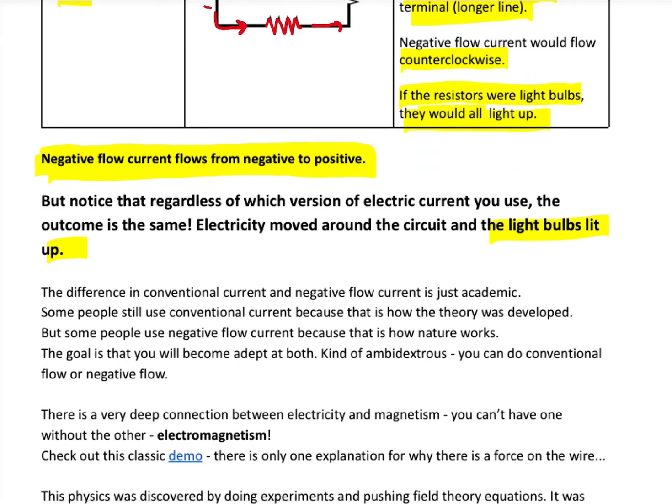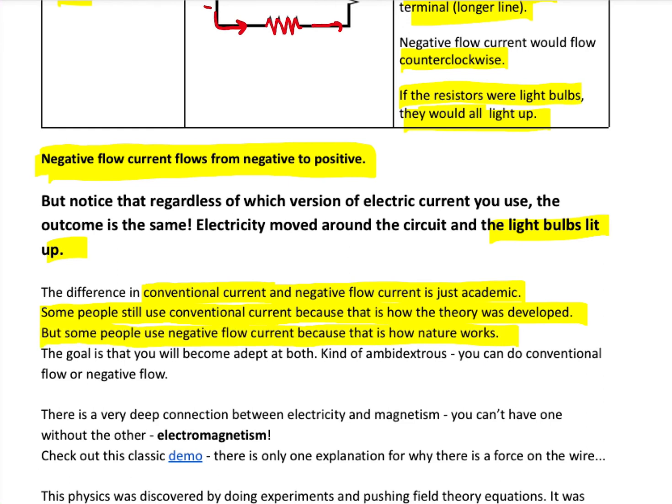Because this field theory was made by some pretty important people, and they've made up some pretty cool science, even though they're wrong, conventional theory, the conventional current, still kind of hangs around. There are still people out there that will draw a circuit and show positives moving around the circuit, even though we know that's not how nature works. There are some people that it drives crazy, so they'll always show negative flow current because that's what actually is happening in the circuit. Electrons are being pushed around.